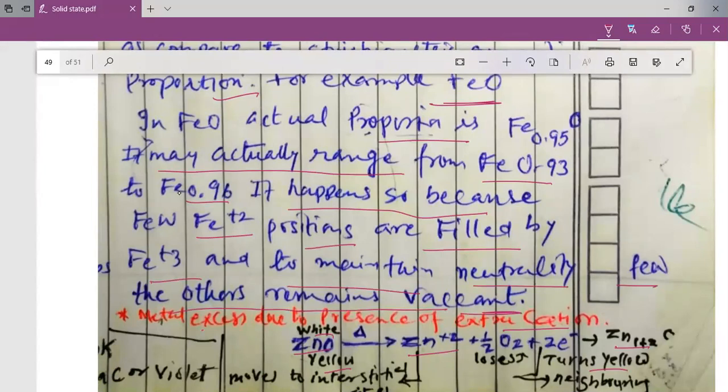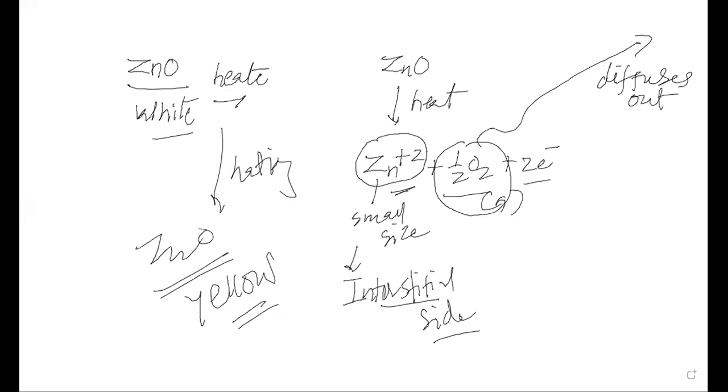How does it happen, my dear students? Can you see the whiteboard, all of you, my dear students? Can all of you see the whiteboard, dear students? Yes, yes, sir. Okay.